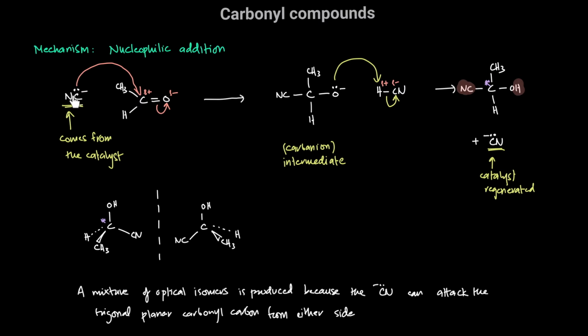So if this nucleophile was to attack this trigonal planar carbon from the front, we'd get one of these enantiomers, and if it was to attack this carbon from the back, we'd get the other enantiomer. Both of these are equally likely. It's equally likely that it could attack from the front or the back, and therefore we get a mixture of enantiomers in equal amounts.